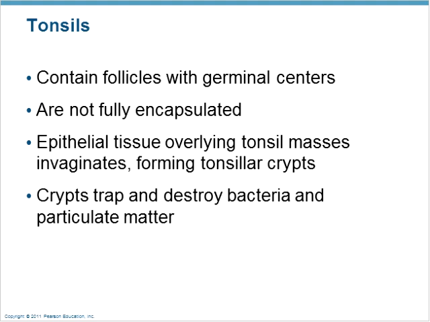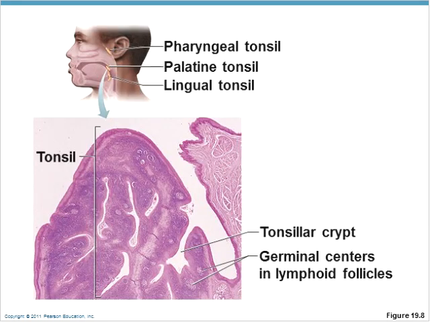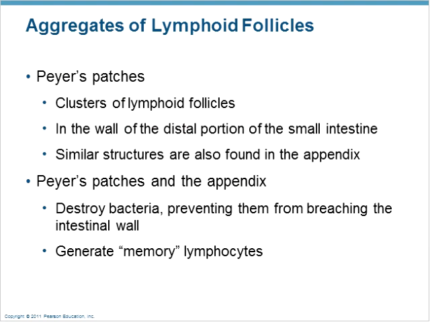The tonsils contain follicles with germinal centers. They're not fully encapsulated, and the epithelial tissue overlying the tonsil masses invaginates, creating little openings or little caverns forming tonsillar crypts. The crypts trap and destroy bacteria and particulate matter, allowing us to become sensitized to certain infections. And so there's that crypt. You see a little invagination there, and it allows the bacteria to come in and allows the body's immune response to respond to the bacteria. So it's sort of a testing center or a sensitizing center.